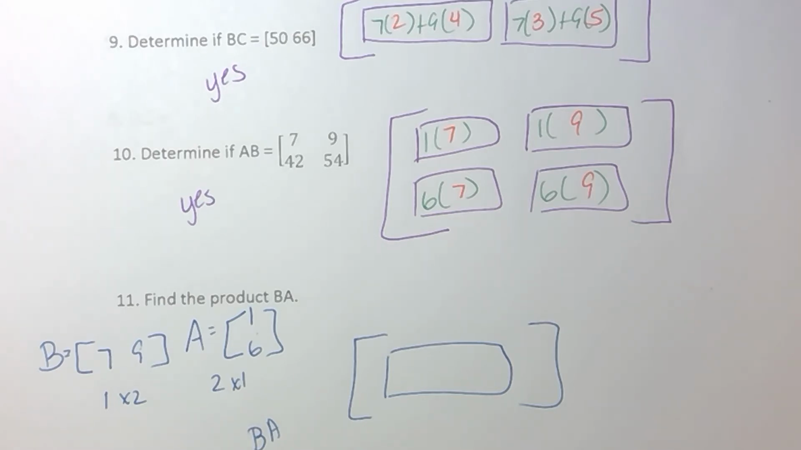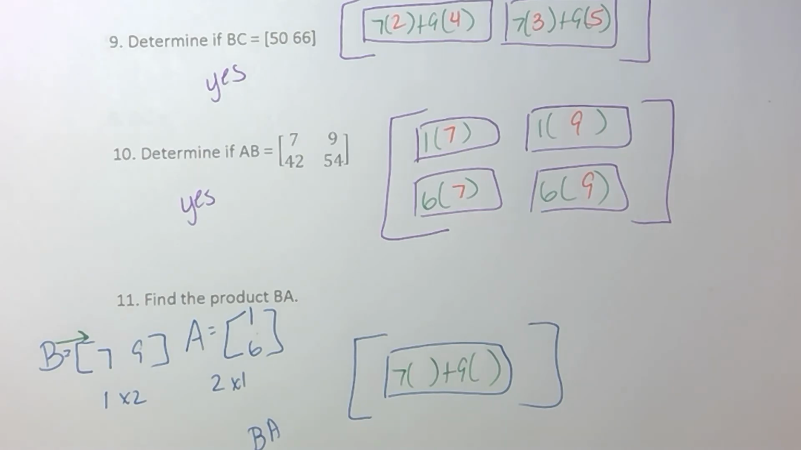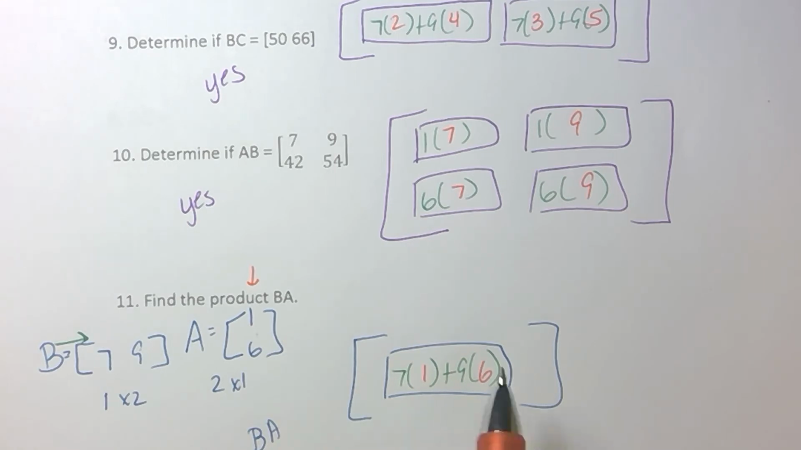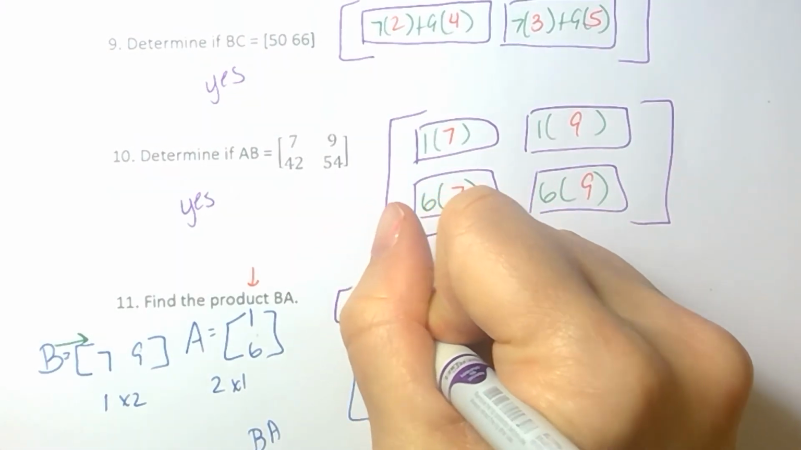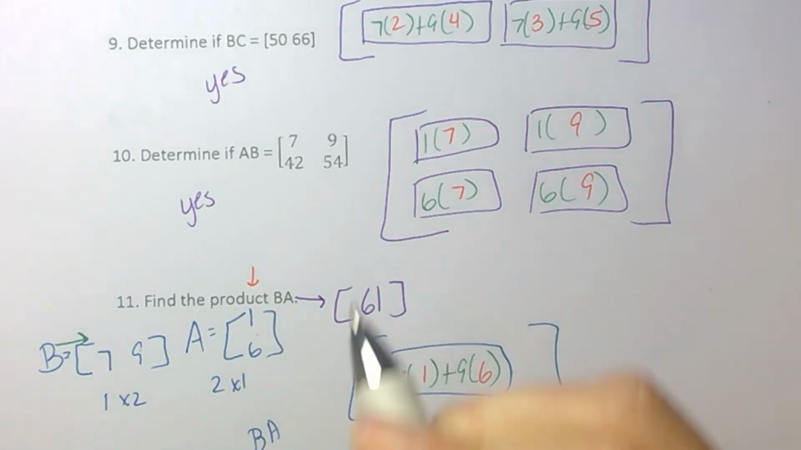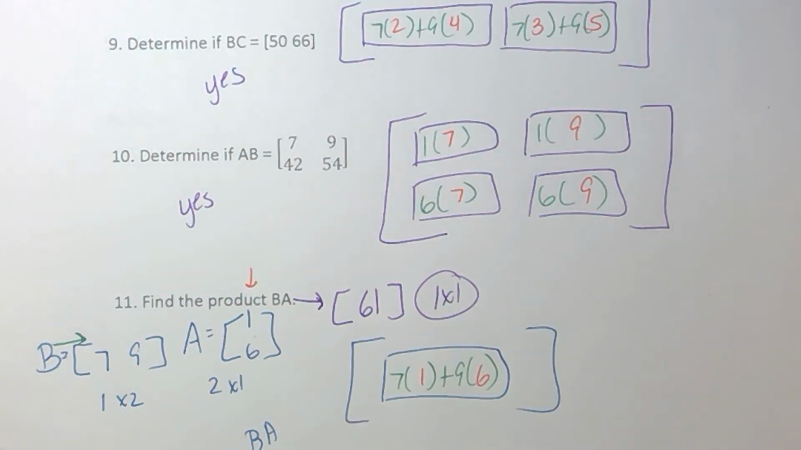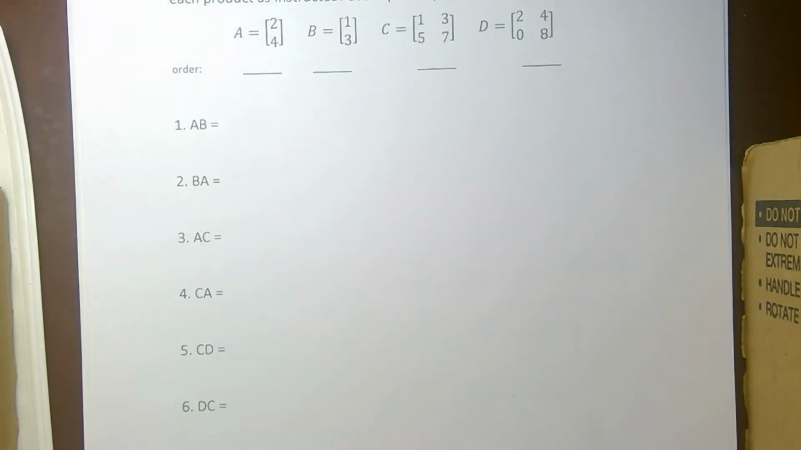So I look at the values in the row in B, 7 and 9. So 7 times plus 9 times. And then I go down that column in A, 1, 6, to figure out the value of that product. Well, 7 plus 54 gives me a product of 61. So BA is the product, that 1 by 1 matrix with the element 61.